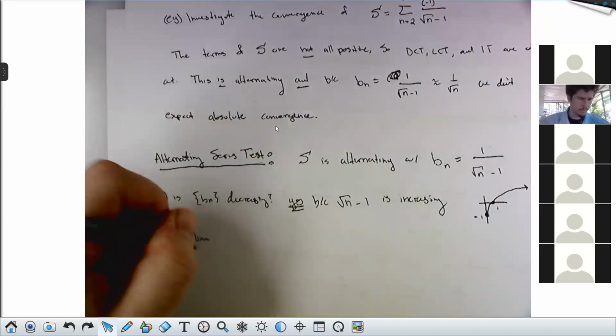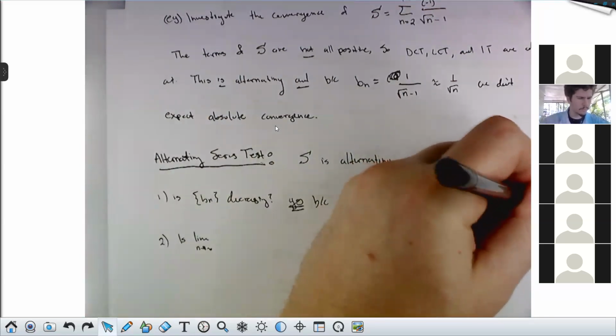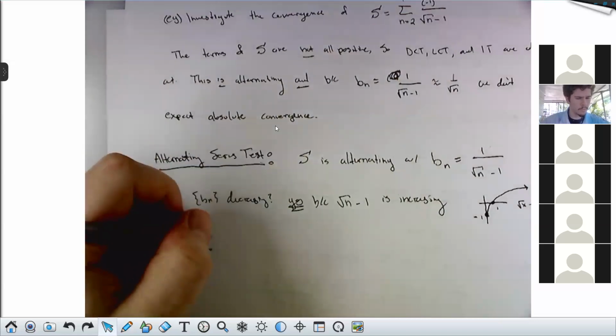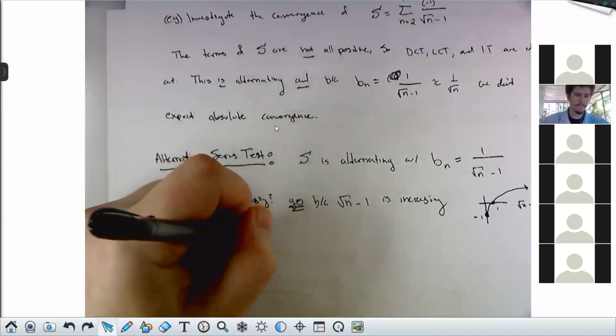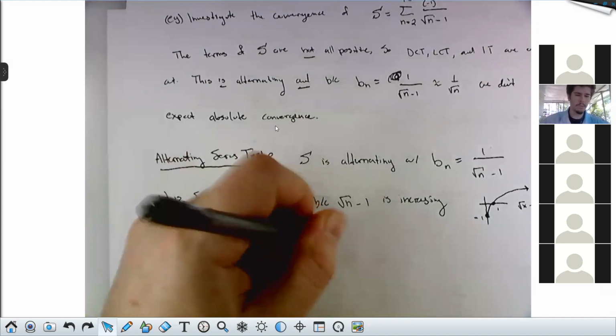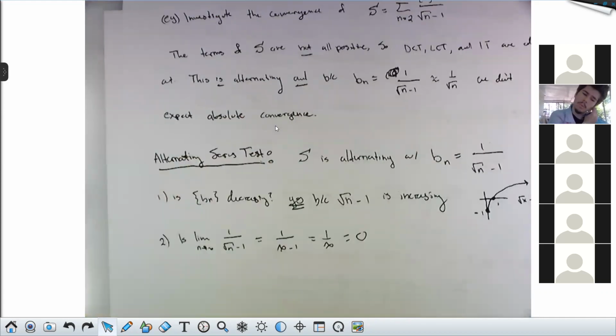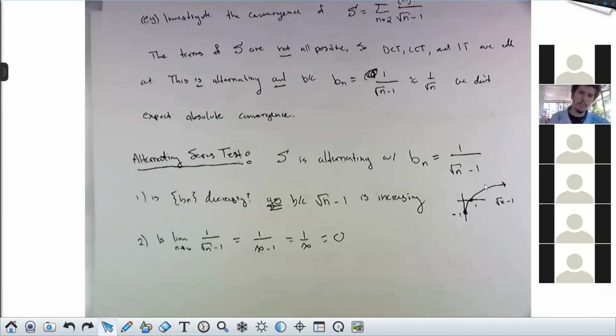Is the limit as n goes to infinity of 1 over root n minus 1 equal to 0? It is 1 over infinity minus 1, which is 1 over infinity, which is 0, because as n goes to infinity, so does root n. Or again, you could think about the graph I drew over here as you wander further and further off to the right. This really does grow and grow and grow. It's the square root function, just shifted down 1.